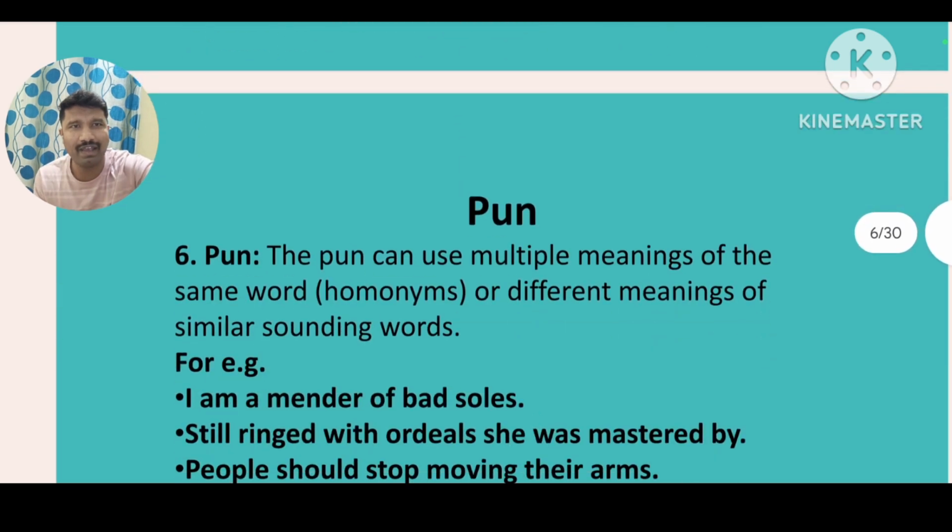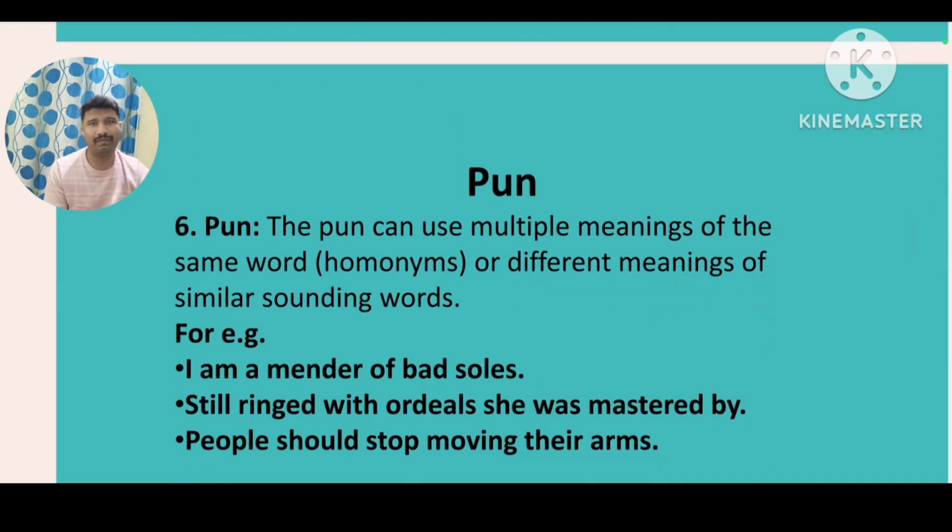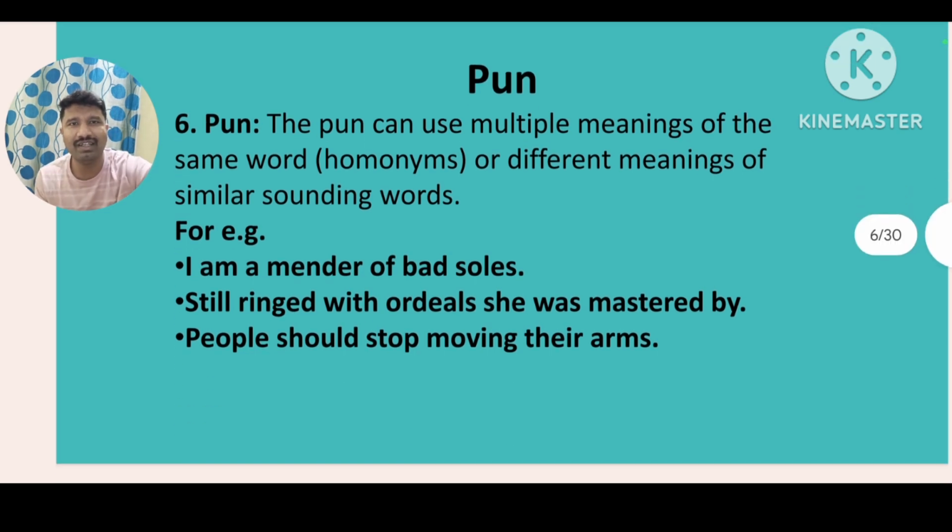The next we have is the pun. A pun can use multiple meanings of the same word, homonyms we call them, or different meanings of similar sounding words. Example, I am a mender of bad souls. Understood? The second one, still ringed with ordeals she was mastered by. People should stop moving their arms. So these are the examples for the pun.